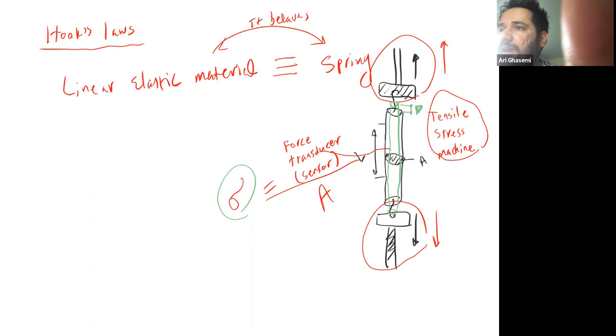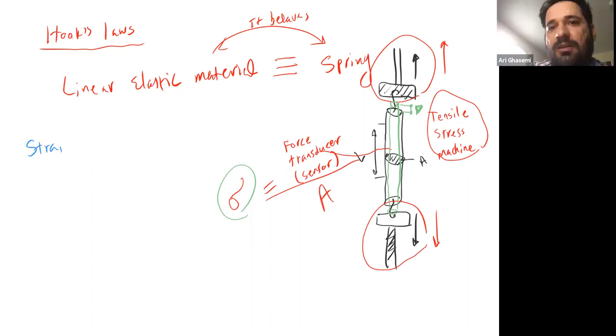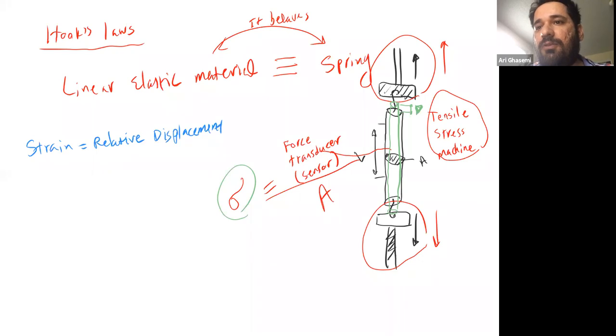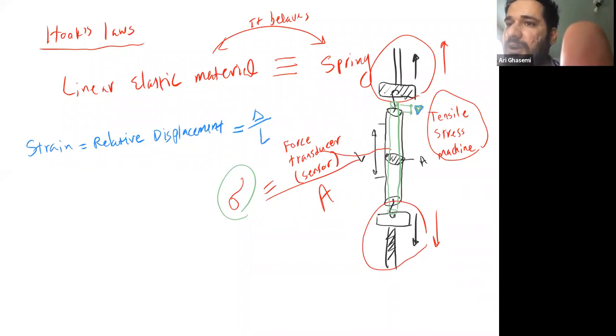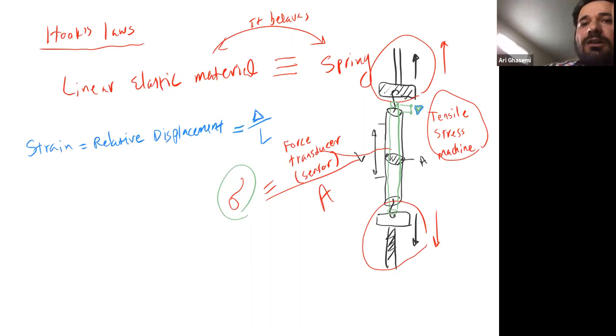So let's define here a strain as relative displacement. It's nothing new, it's just relative displacement, and we know displacement very well from the kinematics course. You see this amount of delta, the displacement, the displaced length minus the original length, divided by the original length. This is called the strain, right? And more accurately, this is called the normal strain or axial strain. So you have a bunch of vocabulary here.